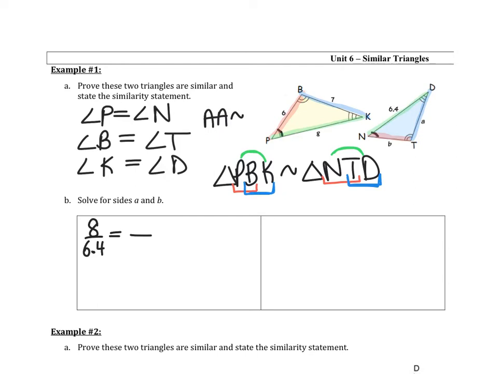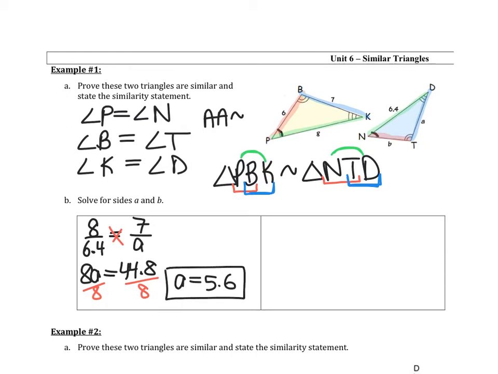So I'm going to solve for A first, and A is my blue pair, so the BK and the DT. So that ratio is going to be 7 over A. And it's important that you put the 7 on top because I want to be consistent and keep the left triangle on top and the right on the bottom. And now I can cross multiply. So 8 times A is equal to 7 times 6.4, which is 44.8. Now I can divide both sides by 8, and I'm going to get 5.6. And it doesn't give us units, so I'm just going to keep it like that.